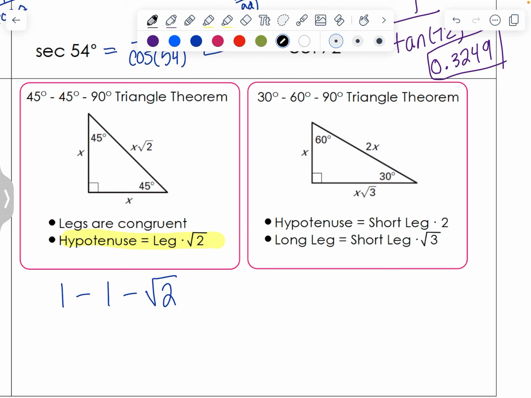Now this has a ratio of 1, square root of 3, 2, which means that the hypotenuse is 2 times as big as the short leg. So the hypotenuse is twice the value of the short leg. And then the long leg is the square root of 3 times as big as the short leg. So if you have a short leg as x, then you would take 2 times x to find the hypotenuse, and then you would take that x value times the square root of 3 to find the long leg.